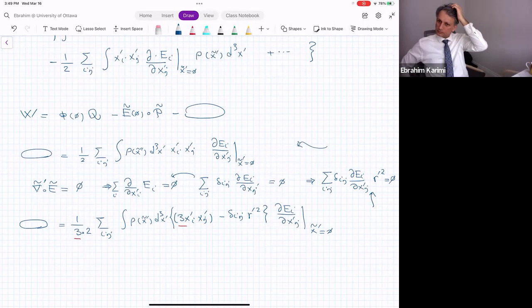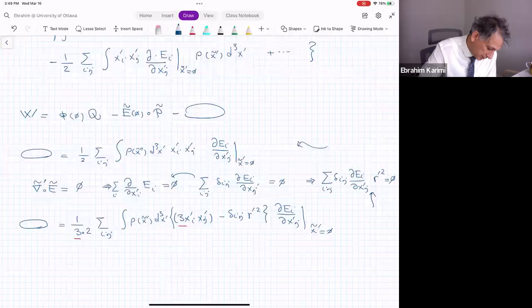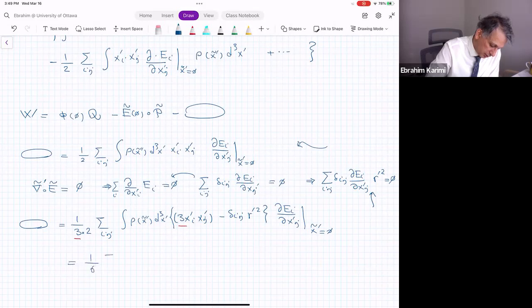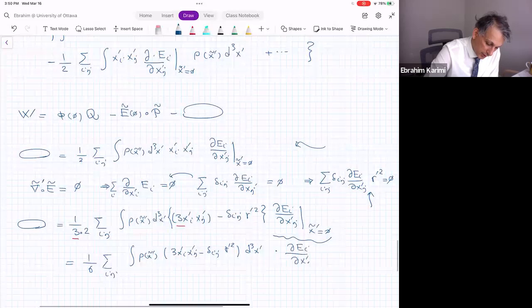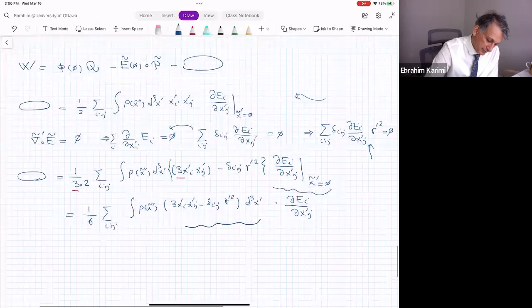Good. So now let's simplify further. That will be 1 divided by 6, summation of i and j. And that quantity is independent of the integral. So it will be the integral of rho of x prime, 3 x prime i x prime j minus delta of ij r prime to the power of 2, d3x prime, multiplied by the derivative of E i with respect to x prime j. What is this? Do you remember this?